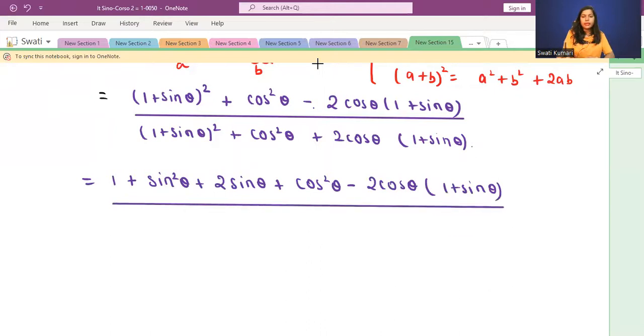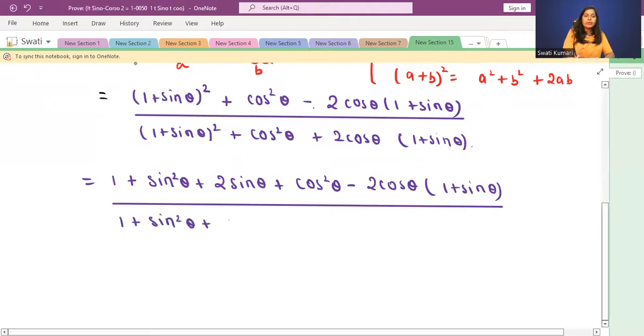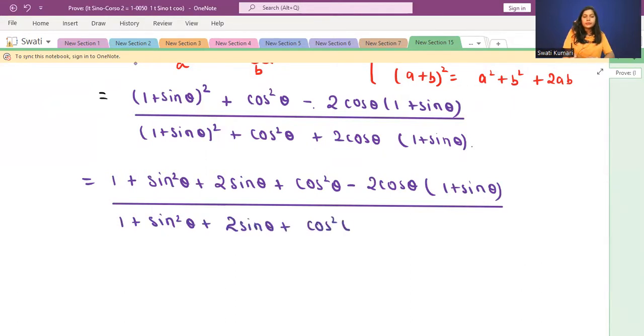Okay, and then we have upon the same thing I'm going to do in the denominator also. So this is (1 + sin θ)² using the formula a² + b² + 2ab, which is 2 sin θ + cos² θ. All right, and then plus 2 cos θ (1 + sin θ).